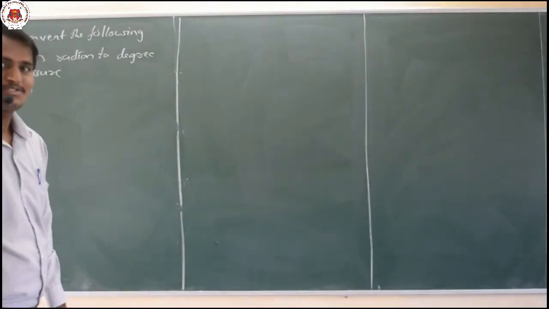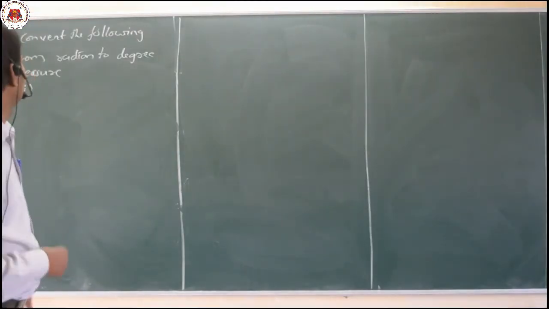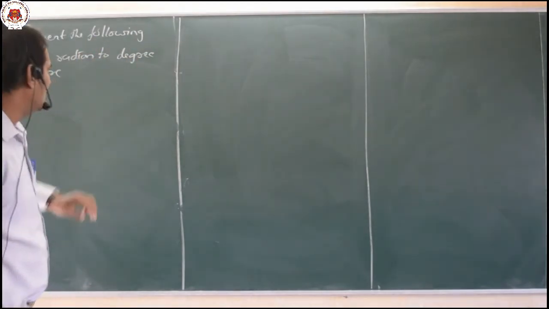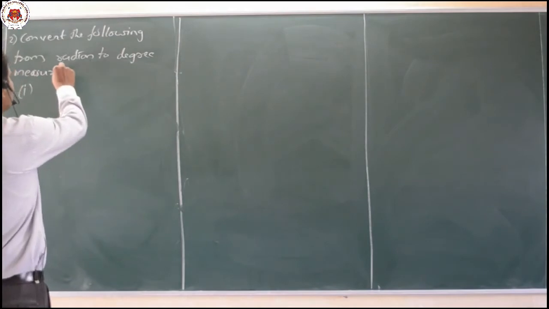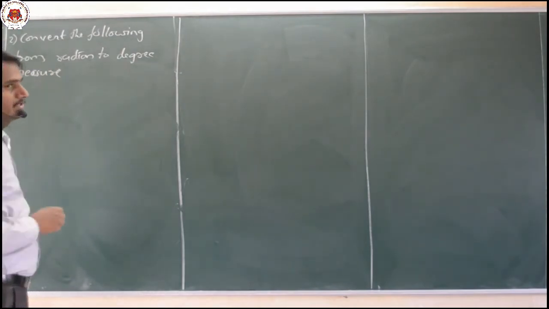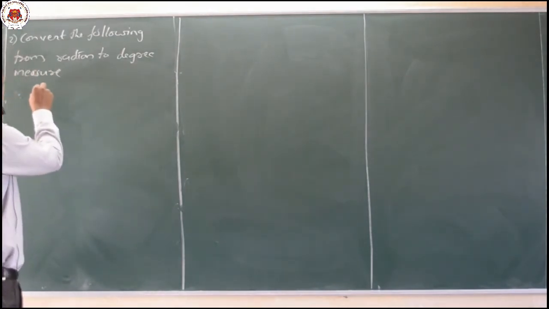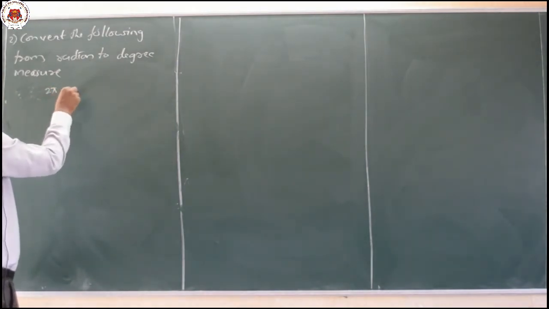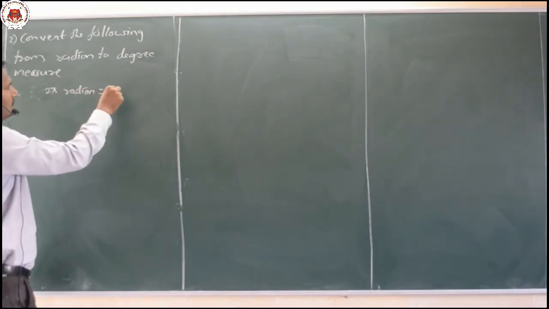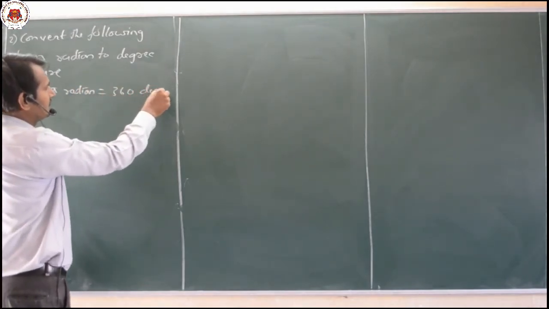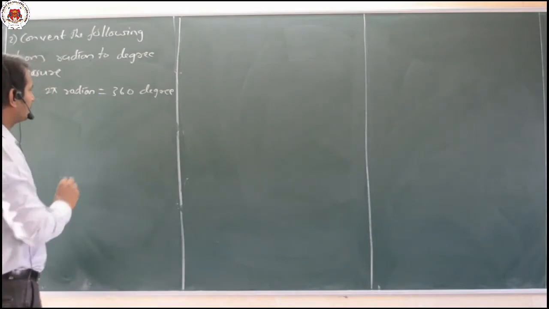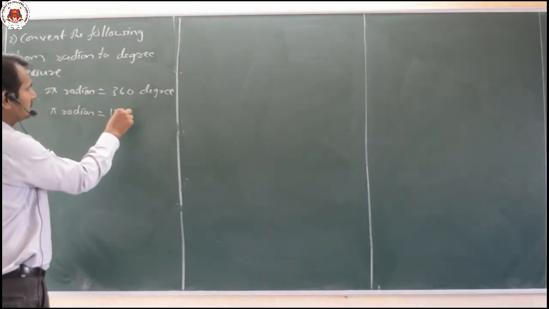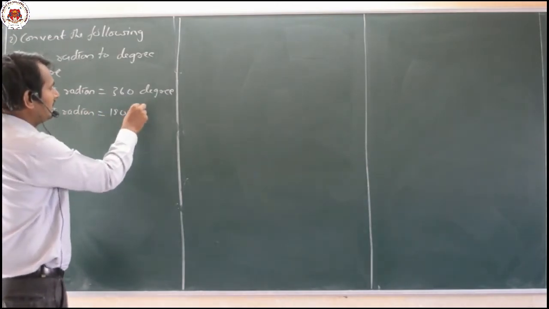Okay dear students, now let us move on to the next question. The next question is, convert the following from radian to degree measure. Now how do we have to solve this one? It is a very simple thing. Before going to that, we shall learn about the basics. 180 degrees, or here 2 pi radian is equal to 360 degrees. That is one complete revolution we are talking about. Then pi radian is equal to what? Divide both sides by 2, 180 degrees.